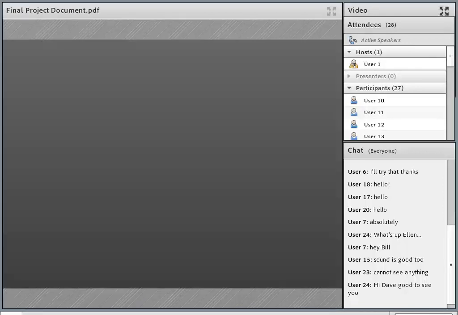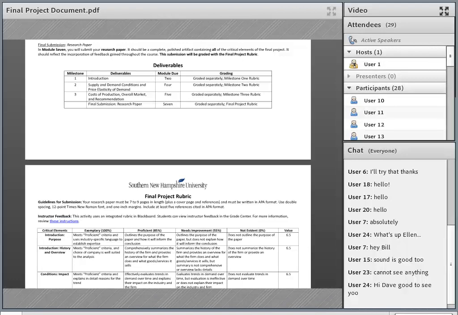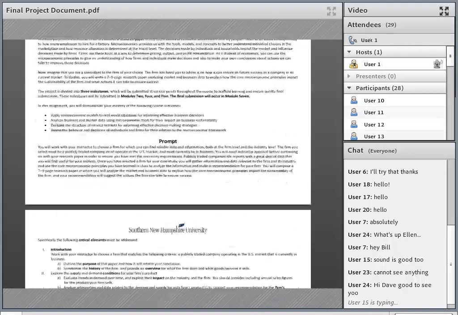Okay, let's see if this is the right file. It is. Very good. Okay. So I'm going to scroll up to the top.